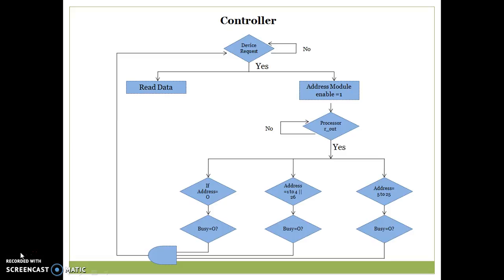Once these 3 modules have finished their working, they indicate that they are free by returning a busy signal to the controller module. If the value of the busy signal is 0 from all the 3 modules, then the controller is ready to process the next sequence of requests.